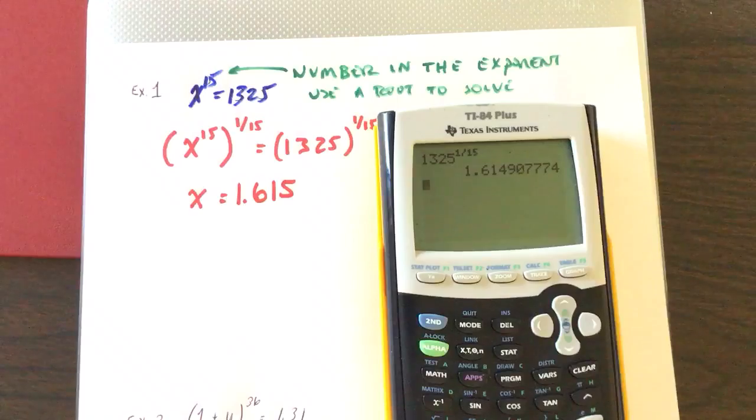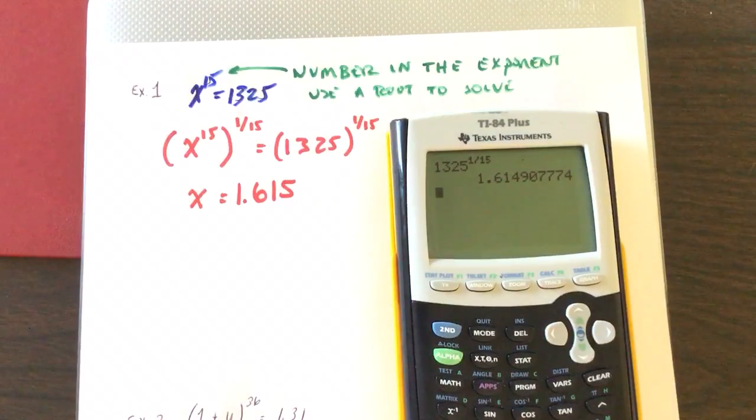Fantastic. Comments, questions, concerns? We see a number in the exponent. We use a root to pull the exponent out to cancel that. Solving. This is going to show up in our compound interest.